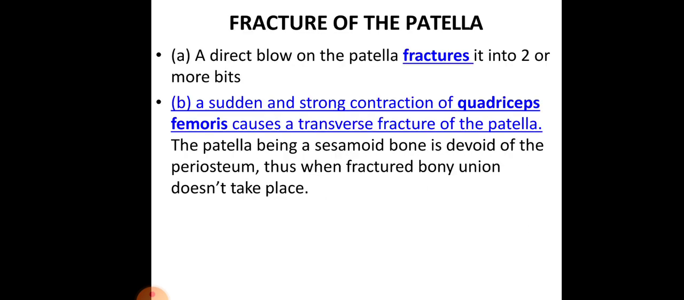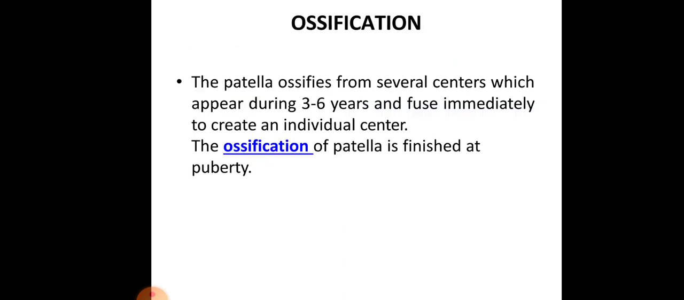Then next is the fracture of the patella. A direct blow on the patella can fracture it into two or more bits. A sudden and strong contraction of quadriceps femoris can cause a transverse fracture of the patella. So there are two causes for the fracture of the patella. The patella, being a sesamoid bone, is devoid of periosteum. Thus, when fractured, bony union does not take place in the patella. So if it is fractured, it cannot be united again.